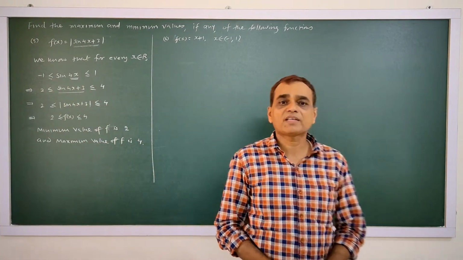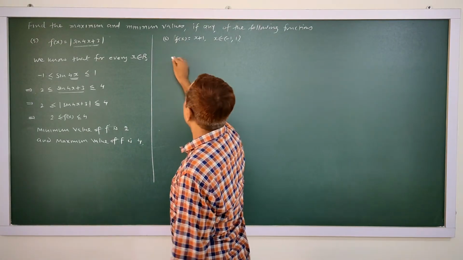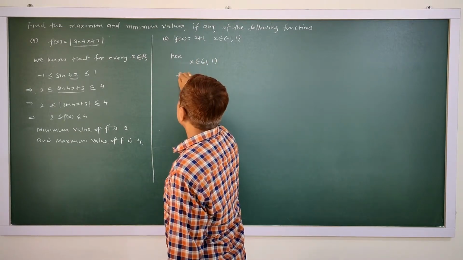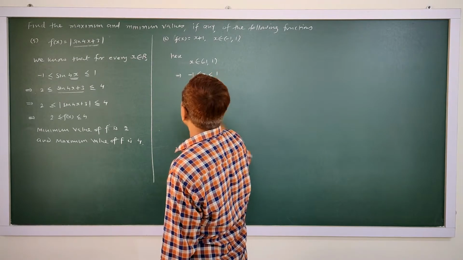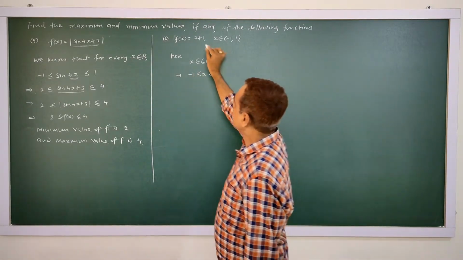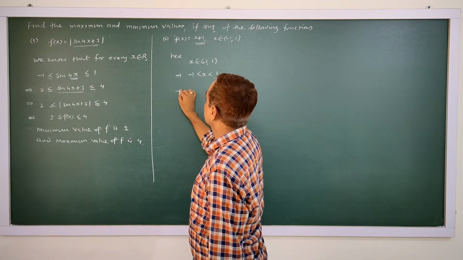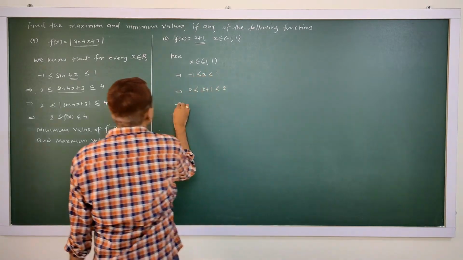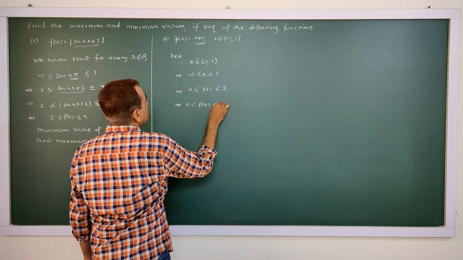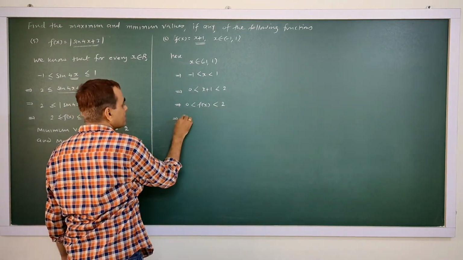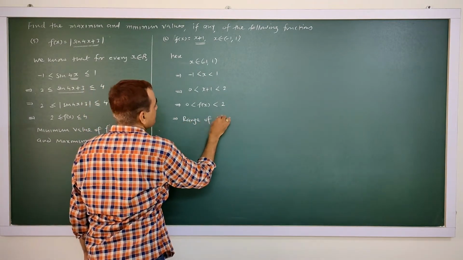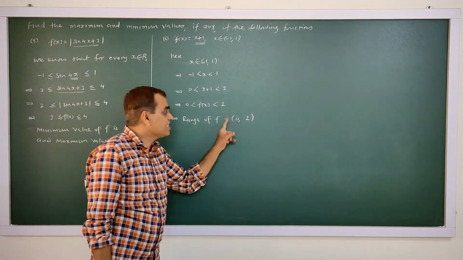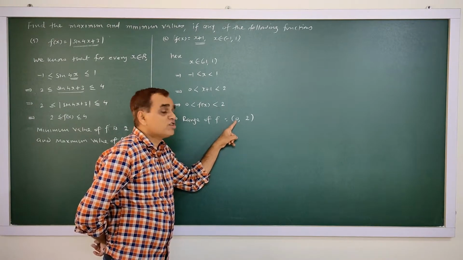So here f(x) is x + 1, and x belongs to (−1, 1). That is, x lies between minus 1 and 1. Now, to create this expression, we have to add 1. So adding 1, 0 < x + 1 < 2. So f(x) is between 0 and 2. The range of f(x) is the open interval (0, 2). Here this is an open interval, 0 is not included in this interval.